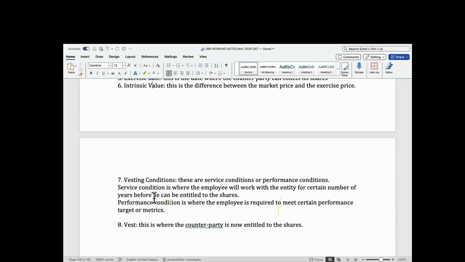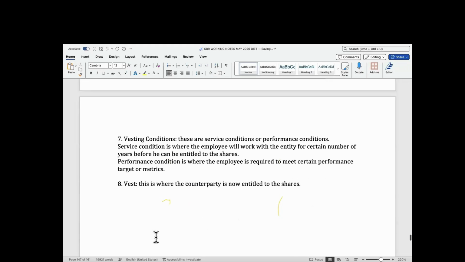All these are the terminologies you need to get familiar with. Now, let's start with equity settled share-based payments. In fact, because they are recognized the same way, let me start with recognition of share-based payment generally.